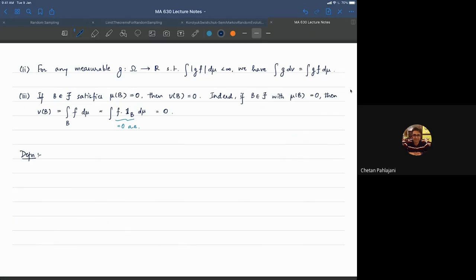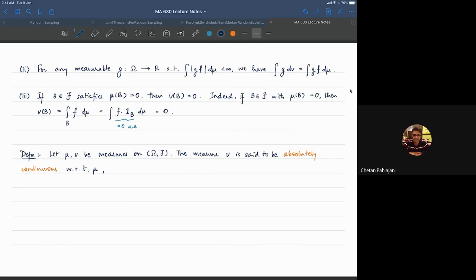Now remember, here we're starting with measures mu and nu. We don't have an f available to us right now. So let mu, nu be measures on omega, F. The measure nu is said to be absolutely continuous with respect to mu.